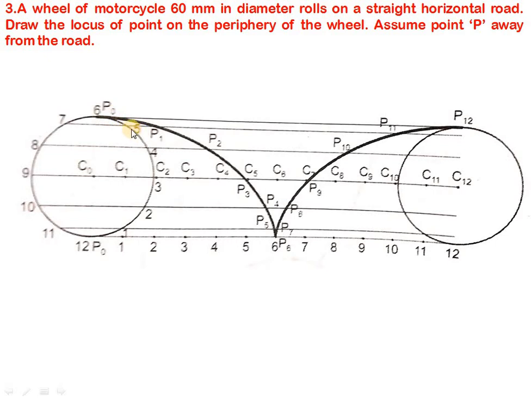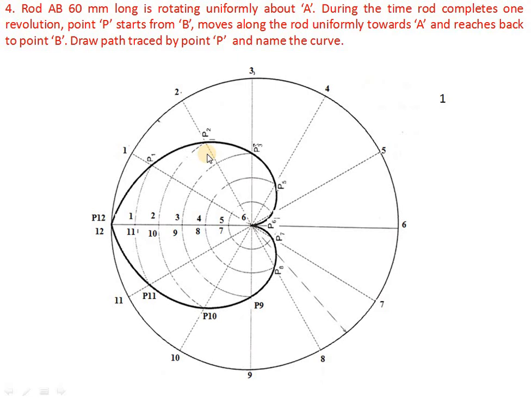So if P is here, then this is 1, 2, 3, 4, 5, 6, 7, 8, 9, 10, 11, 12. You can divide this circle into 8 parts also, but the profile of the curve must come something like this. Okay, so follow the class notes and solve this problem. Now the next thing is the next problem.